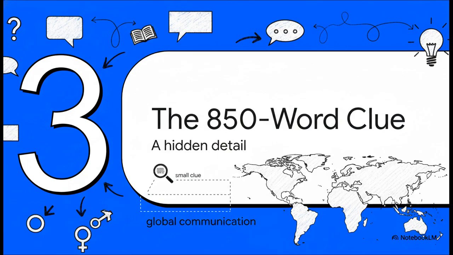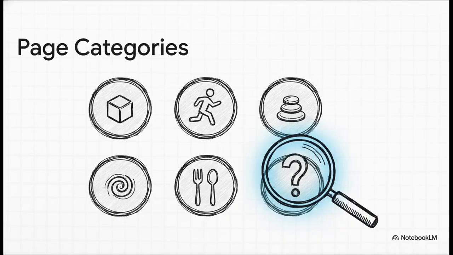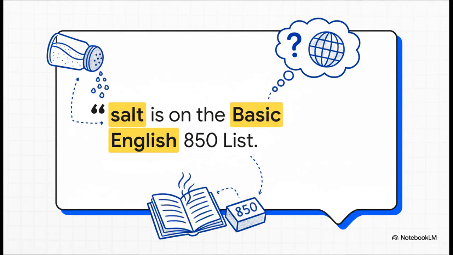So far, so simple, right? But if you scroll to the very bottom of the page, past all the definitions and the examples, you find a little clue. A tiny detail that changes everything and reveals the real purpose behind all this simplicity. At the bottom of the page, you'll see these categories. And they look pretty standard, nouns, verbs, food, but one of them is the key to this entire thing. Can you spot which one it is? And there it is, right there, hiding in plain sight. Basic English 850. What in the world is that? This is our big clue.